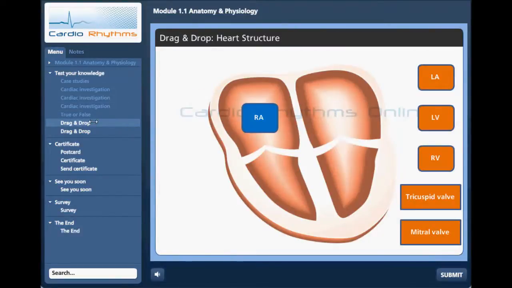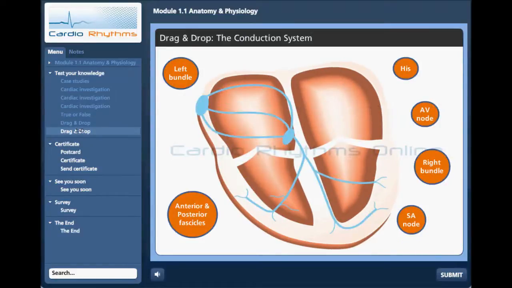Have a go at the drag and drop quiz to test your knowledge of heart structure. I've started you off with the right atrium. Just drag the label to the correct part of the heart. Once correct, the label will change colour. Drag and drop the labels into the correct places. Once correct, the label will change colour.